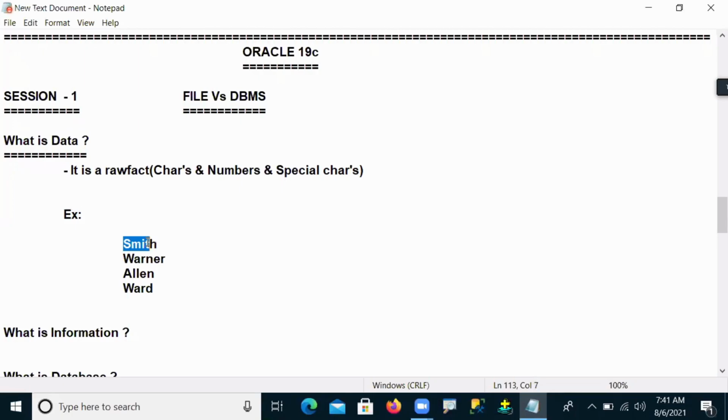We don't know what exactly it is. We cannot predict it. Understand my point? We cannot predict it because we have not given any headings for these names. I'm just writing names on the notepad, but we don't know exactly what Smith is: a student name, a product name, a location name, or a brand name.